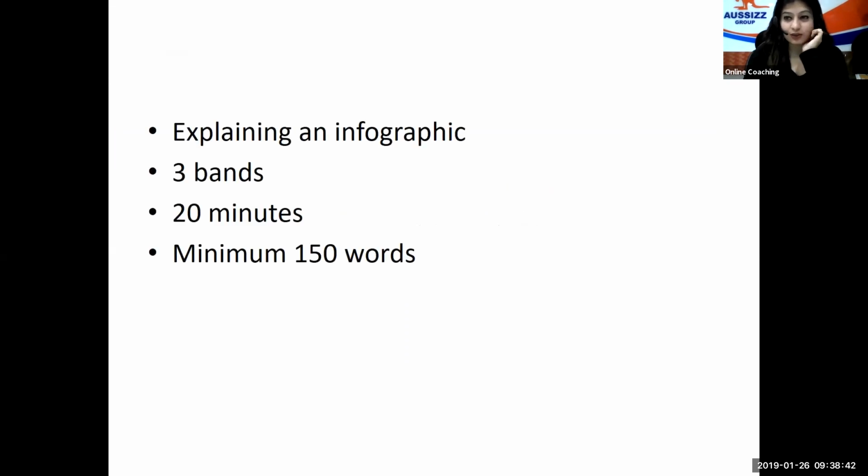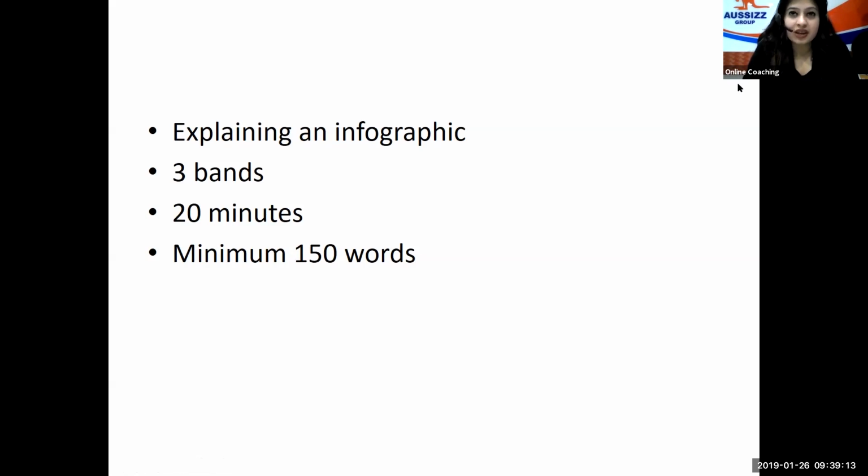Firstly, what is task 1 about? You have to explain an infographic. An infographic is nothing but a graph that you're supposed to explain. There'll be a figure in front of you and you have to write it in your own words. Now, how many bands are there for this? There are 3 bands for this. There are 20 minutes for you to attack this question type and you have to write a minimum of 150 words. A lot of students actually underestimate the importance of an infographic.